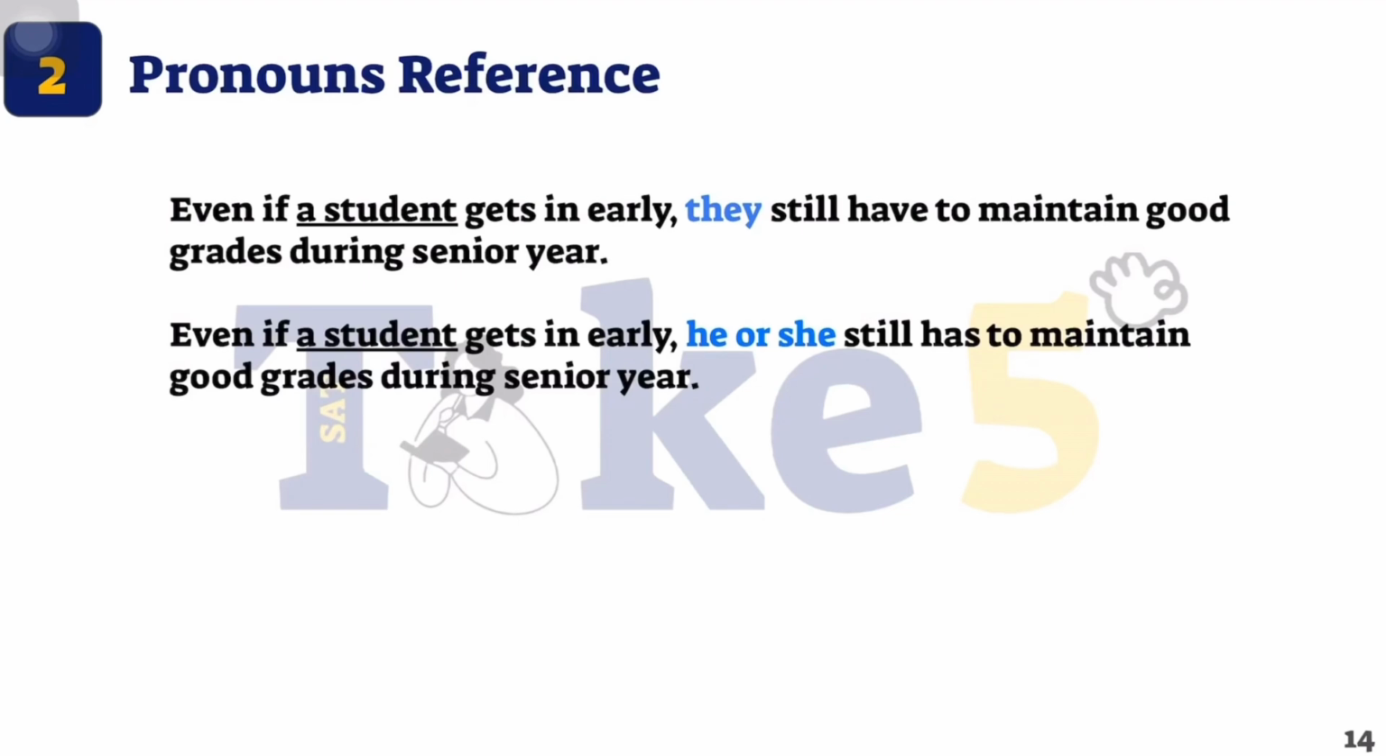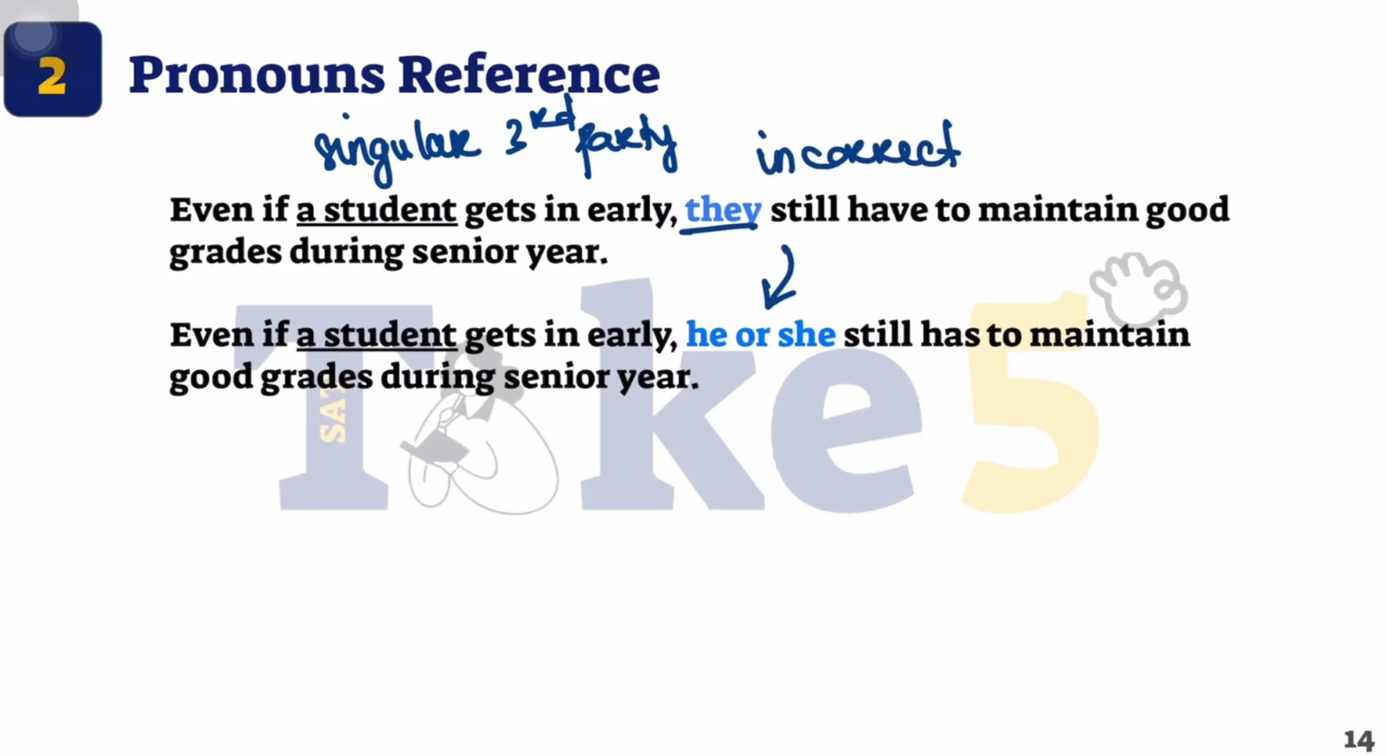In this example, we are referring to one defined third party because this student is in singular form. The pronoun they is incorrect. We change it to he and safely add or she just because we don't know the gender of this student, and conjugate the main verb accordingly.